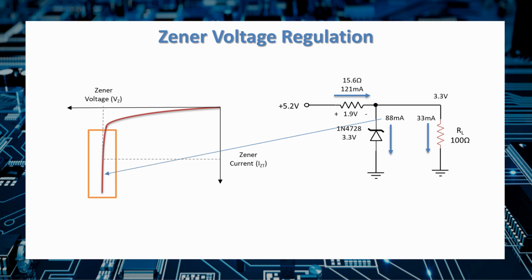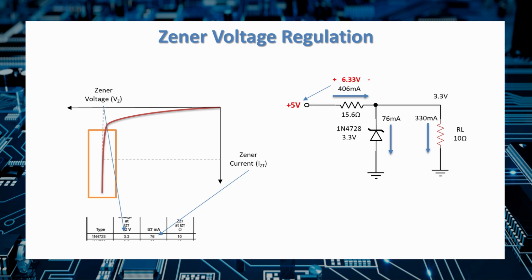Now let's see what happens if the voltage at the input jumps to 5.2 volts. In this case, we now have 1.9 volts across the series resistor and 121 milliamps flowing through it. That means that 33 milliamps will still go through the load and 88 milliamps will go through the Zener diode. So now we've moved down on the Zener curve, but we're still within the Zener region. And so again, it regulates it to 3.3 volts. But here's where the big problem is with Zener regulators.